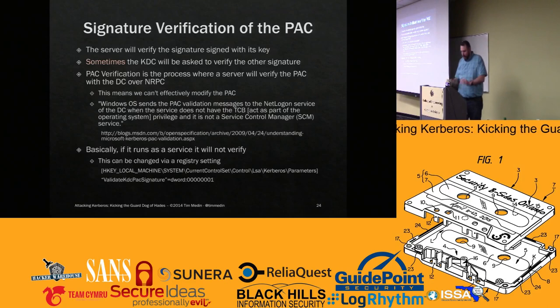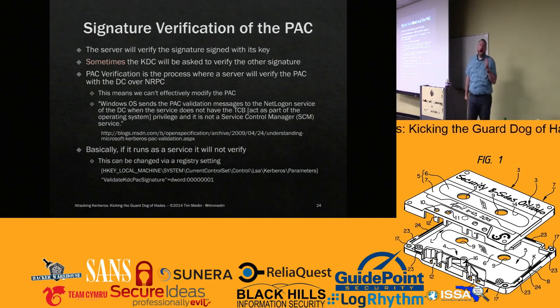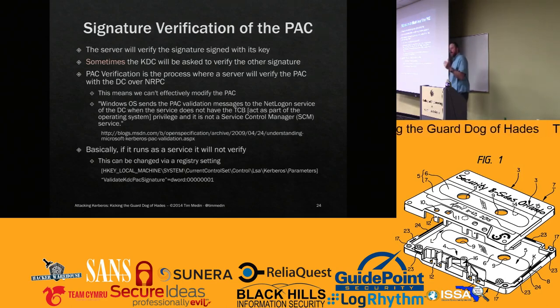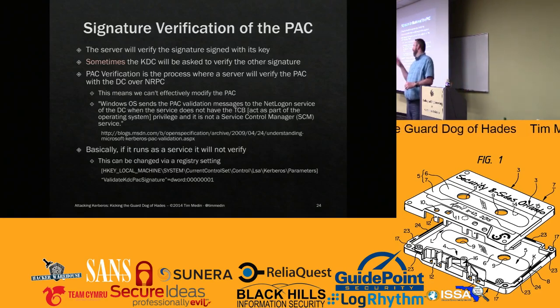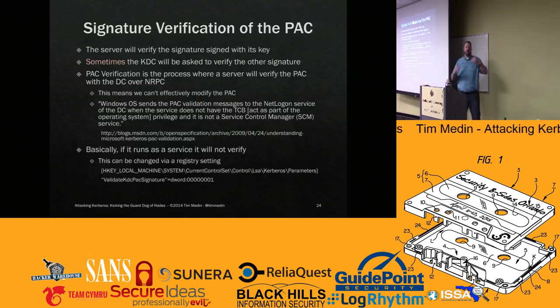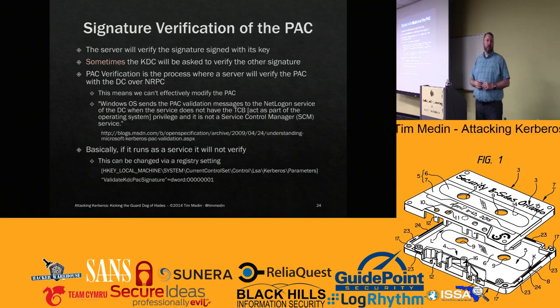According to the doc here, Windows OS sends the PAC validation messages to the domain controller, the Netlogon service, if it does not have the act as part of the operating system privilege. Basically, if this thing runs as a service on my local box, it says, I'm too important to waste time on this. I'm not going to bother checking. So guess what runs as a service on boxes like this? SQL Server? Awesome. That's where all the cool data is. Unfortunately, this won't work with web because of an abstraction layer when it comes down to the web and the app pools. So an app pool will always verify with the KDC. So this isn't going to work with web servers. But it does work with a lot of other cool things.